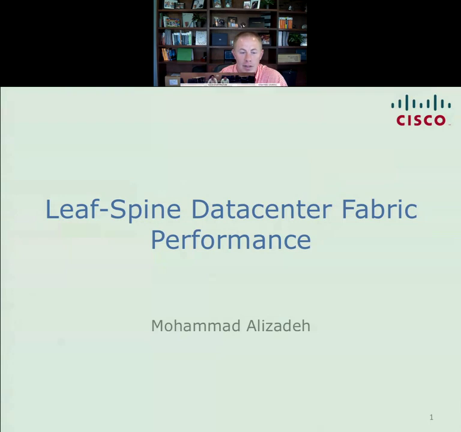We're honored to have Dr. Mohammed Alizadeh here today with Cesar and I. And today we're going to talk about spine leaf data center performance. Over the last couple of years, Mohammed, who has a PhD from Stanford, has been part of our CTO office for the NCME business unit. He's been working on congestion control within the data center. So today we're going to go through some of his findings, and then we're going to go through some interaction on how this affects the data center going forward.